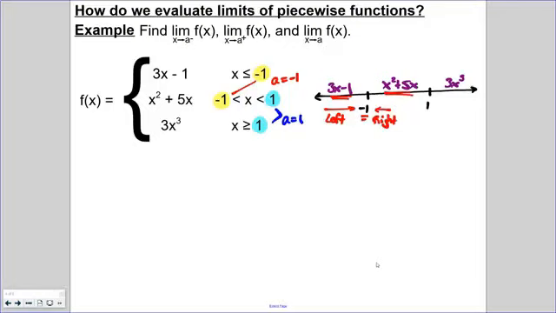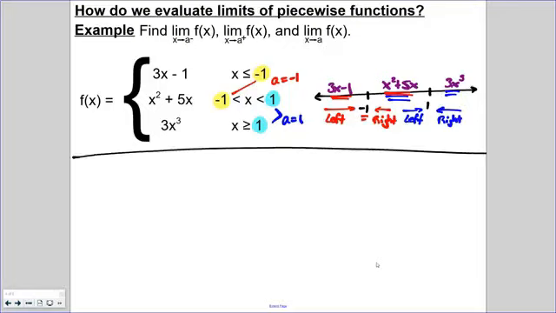However, if we want to find the limit as x approaches +1 from the left, that also lives in this middle section, so we would also use this x squared plus 5x to evaluate the limit as x approaches 1 from the left. And then as you can see, if we would try to find the limit as x approaches 1 from the right, we would use the function x cubed.